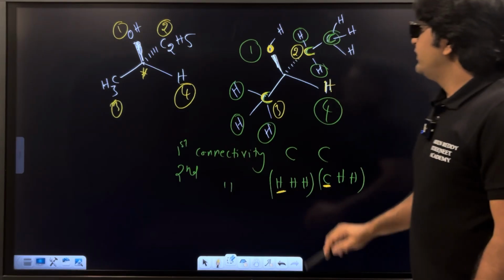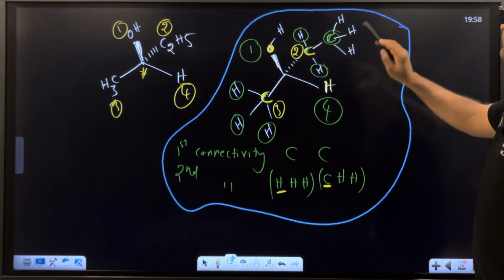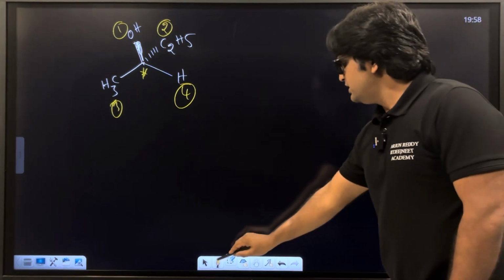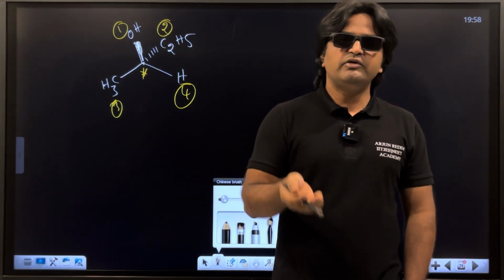But according to the wedge, now what is the position of the least priority group? The least priority group should be present on the wedge. That may be thick wedge or broken wedge.